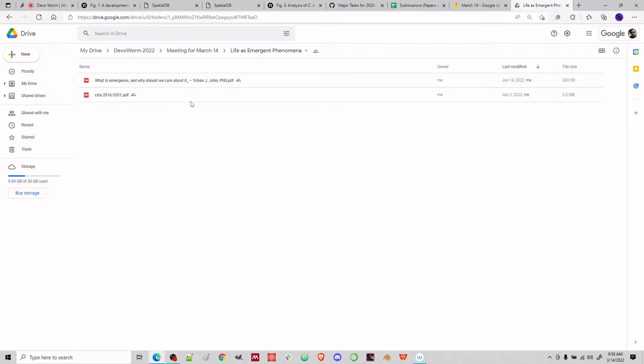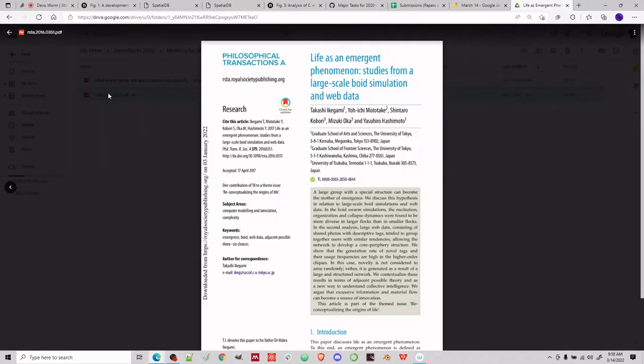So this is what we call life as emergent phenomena. This is about how life is sort of, we talk about how things are emergent when we talk about whole organisms, as opposed to gene expression. We're talking about biophysics measurements of cells. We talk about the embryo.